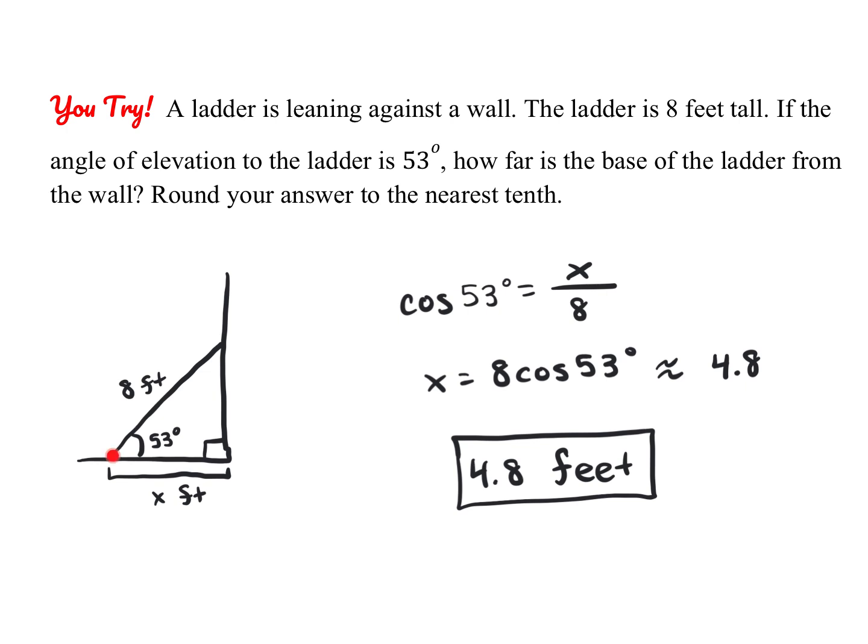So we could see that here's the ladder that's leaning against the wall, and that ladder is 8 feet. Here's that angle of elevation, which is 53 degrees, and this time they ask how far is the base of the ladder from the wall. So this is the distance we're trying to find. So since we have the adjacent side and the hypotenuse, I'm going to use a cosine function to help us create the equation, and our final answer is about 4.8 feet.